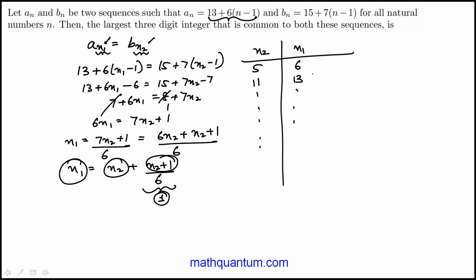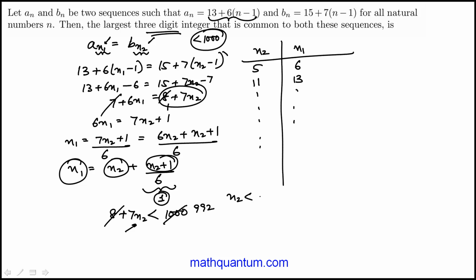So I need to find the largest 3-digit integer, meaning a number less than 1,000. So my condition is if I look at b sub n2, which is really 8 plus 7n2, it has to be less than 1,000. So that will give me an upper limit on what n2 would be. So subtract 8, and then n2 has to be less than, to satisfy the condition of being a 3-digit integer, so if I do this division, 7 times 1 is 7, 7 times 4 is 28. You can use a calculator here. 141.7. So n2 has to be less than 141.